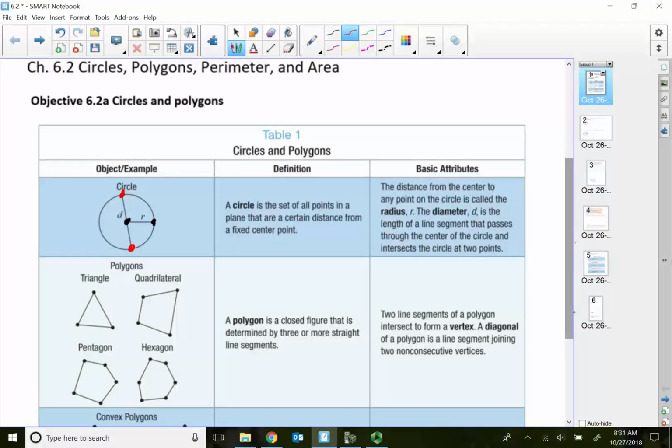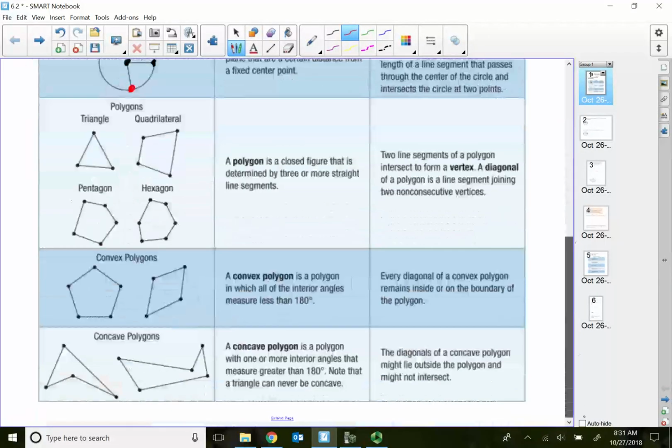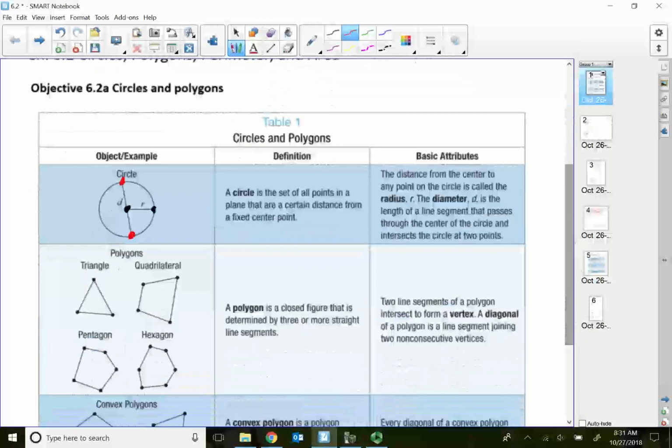Let me quickly write this down too. To find the area of a circle, I think a lot of you probably remember, the area of a circle is always pi times radius squared. To find the perimeter of a circle, the so-called circumference, it will be pi times diameter. We'll do a couple of examples of area and circumference in a minute.